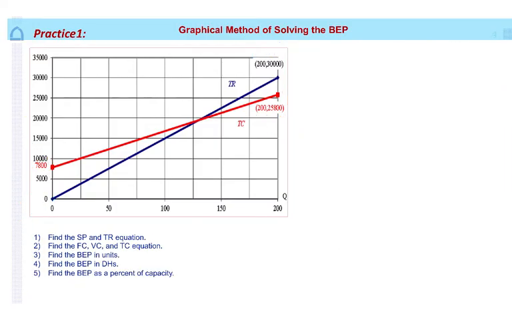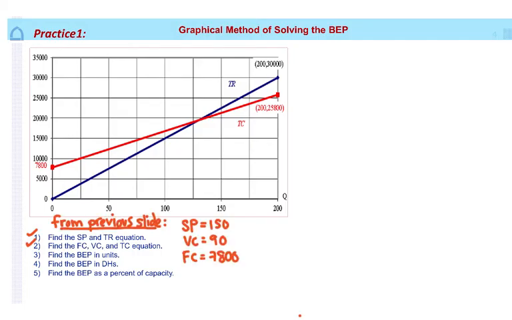Okay, this is the same graph, just a continuation from the previous slide. So we've already done question 1 and question 2. Let me write the numbers we found on the previous slide. Okay, from the previous slide, we knew the selling price was 150, the variable cost was 90, and the fixed cost was 7,800. So now for part 3, where it's asking for the break-even point in units. That's really the break-even quantity. Now we can look at the graph and get a good estimate of what it's going to be.